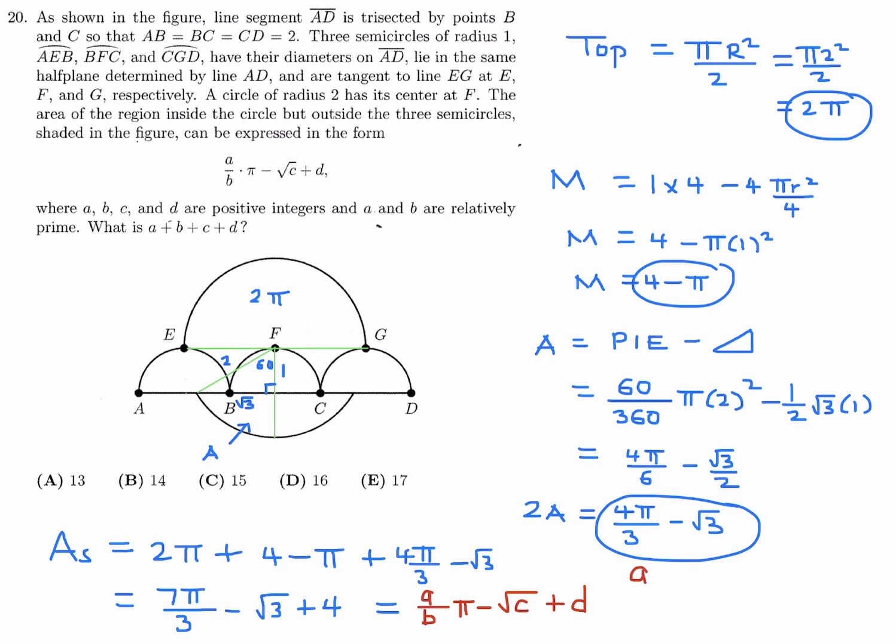So that means that my a is equal to 7, my b is equal to 3, my c is 3, and my d is 4. And they want me to find a plus b plus d plus c. So just add up those guys, and when you do, you get 17. 17 is the answer to this excellent question. Number 20, the answer is E.